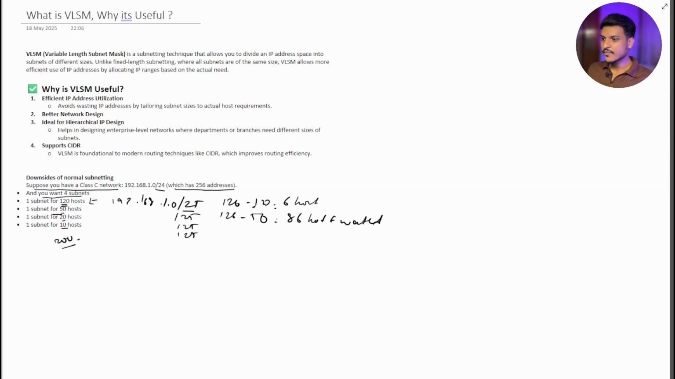If we sum these, 126 are usable, but the total would be 128 and 128. So if we sum these up, both together only result in 256 hosts, which is the total possible hosts in this class C. So logically we only require 200, but with old subnetting we are consuming the whole range with 2 subnets only, by wasting many hosts, like 86 over here and 6 over here. To overcome this we need to use VLSM.